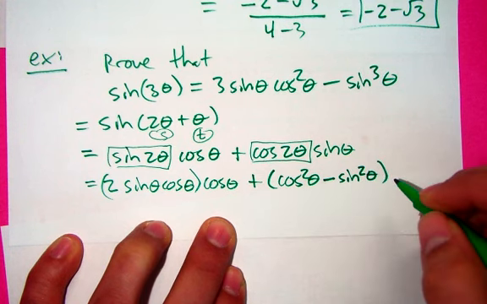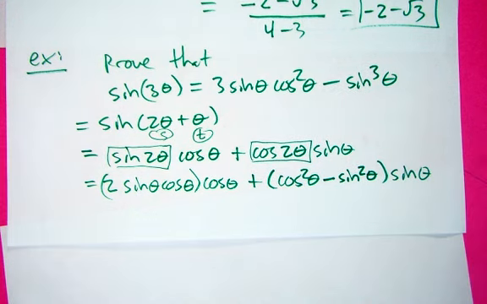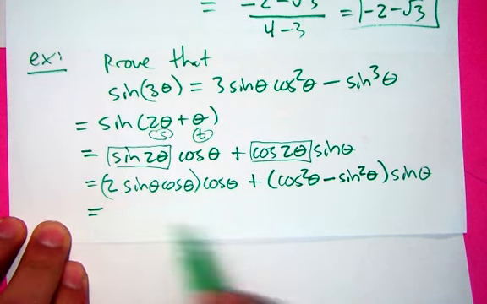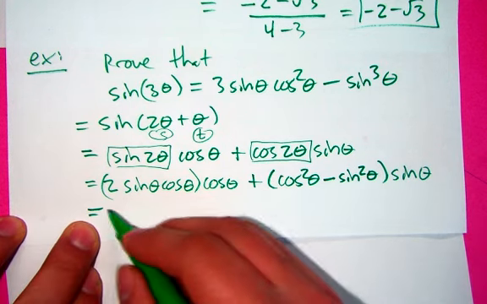I know you're still kind of learning them, so it's okay. Eventually, these are the two you have to know, right? Sine 2 theta and cosine 2 theta. You need to make sure that you get those down. All right, so we're getting closer. Why don't we multiply everything out and just see what happens?